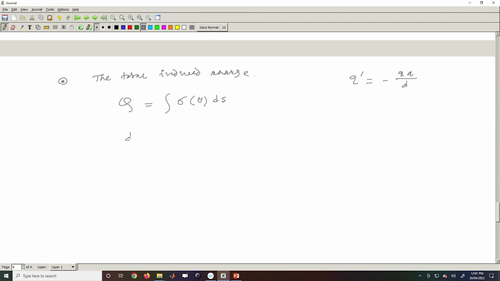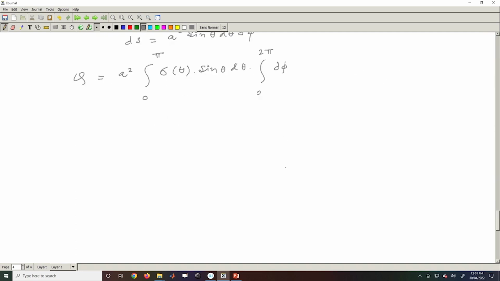So my ds should be a square sin theta d theta d phi, and my q should be, say a square is constant, so I can take it outside, integration 0 to pi sigma theta, then sin theta d theta, this is the integration over theta, and I should have another integration 0 to 2 pi, and that integration is over d phi, but there is a phi symmetry, so I should have simply 2 pi out of that.